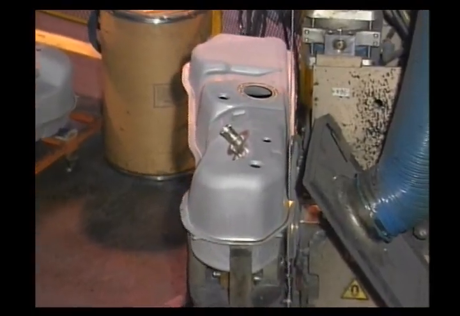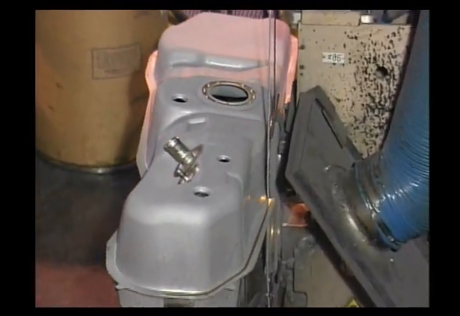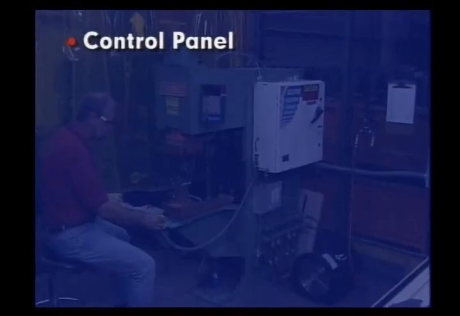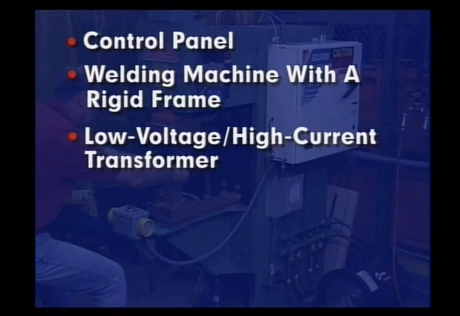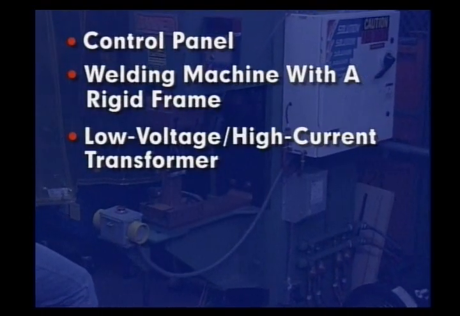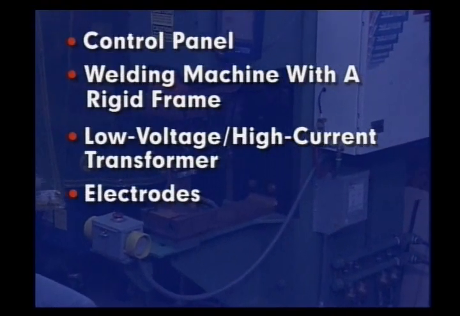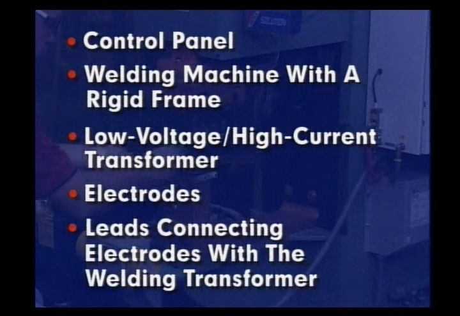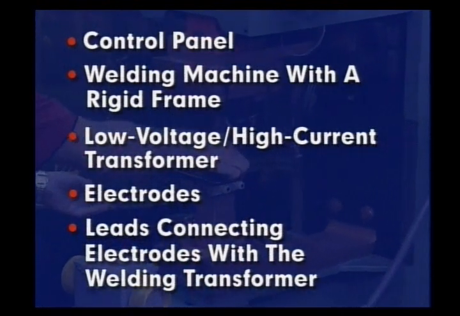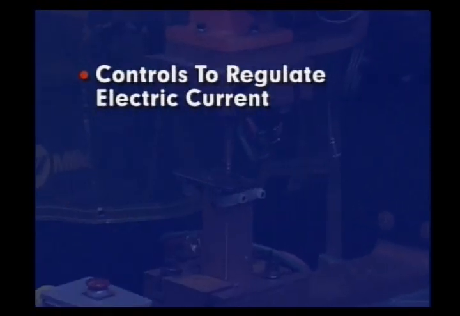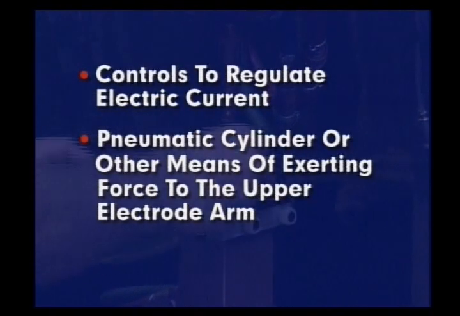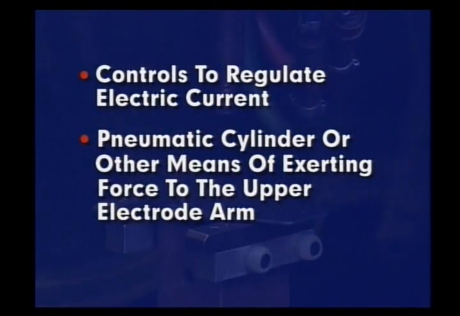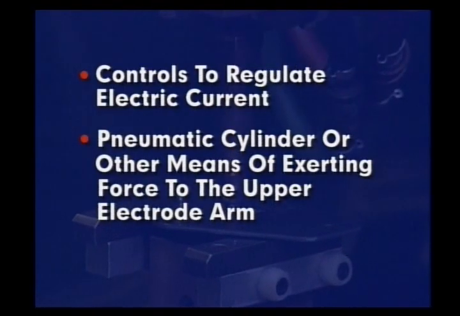The typical resistance welding system consists of a control panel, a welding machine with a rigid frame, a low-voltage, high-current welding transformer, electrodes, leads connecting the electrodes with the welding transformer, controls to regulate electric current, and a pneumatic cylinder or other means of exerting force to the upper electrode arm.